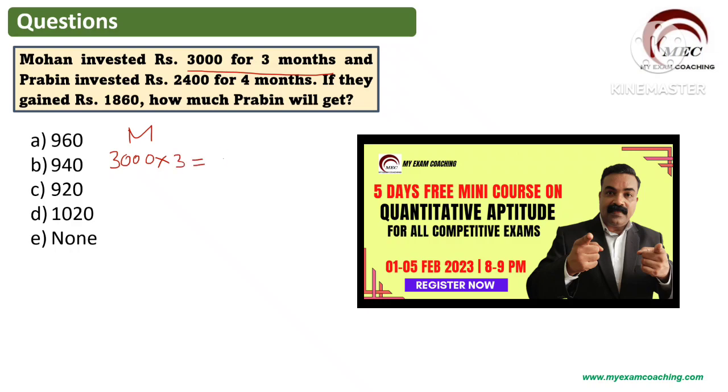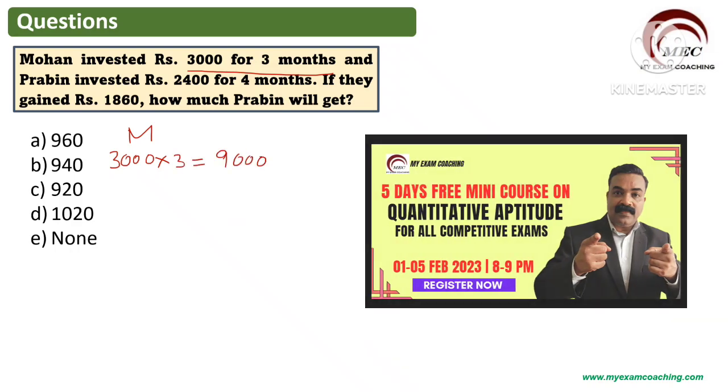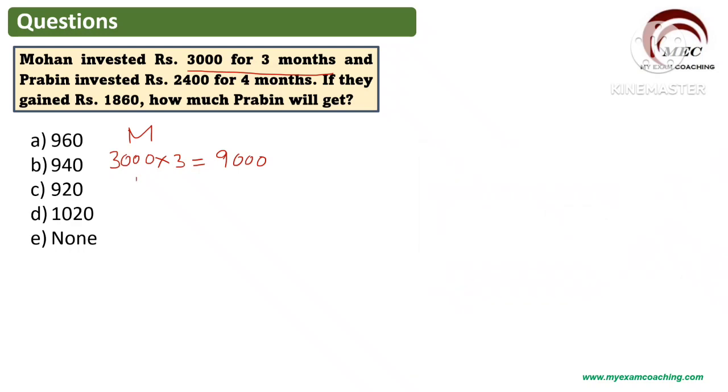So his total investment is 9,000. And Prabin invested how much? 2,400 rupees, and for how many months? 4 months. So multiplied by 4, 24 into 4, 96, 9,600. Total they gained 1860, which means profit is equal to 1860. So now how much will Prabin get out of this 1860?